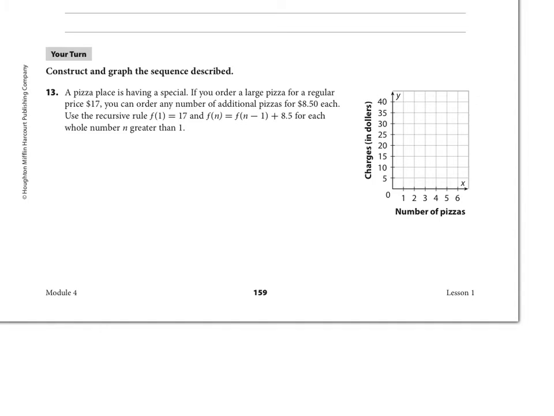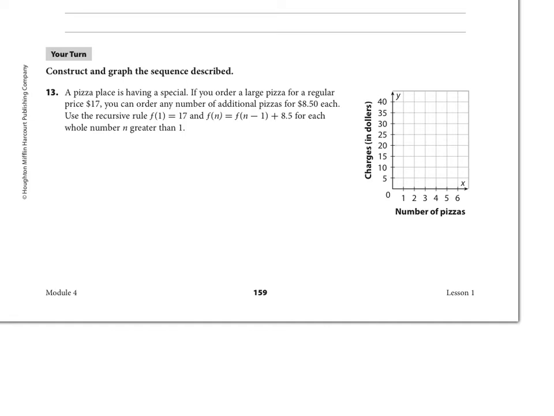So this says construct and graph the sequence described. A pizza place is having a special. If you order a large pizza for a regular price, $17, you can order any number of additional pizzas for $8.50. Use the recursive rule for each whole number n greater than 1. Now, the reason it says whole number greater than 1 is because you can't have a negative number of pizzas. So that's the reason we use this here.